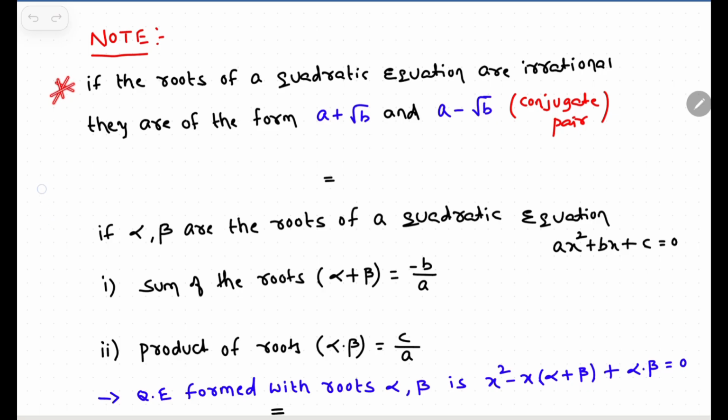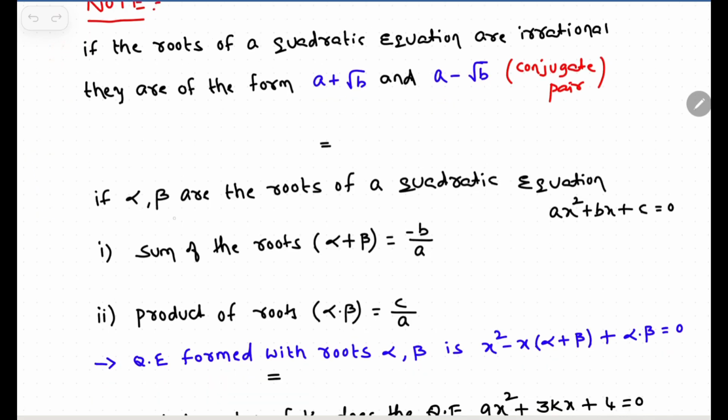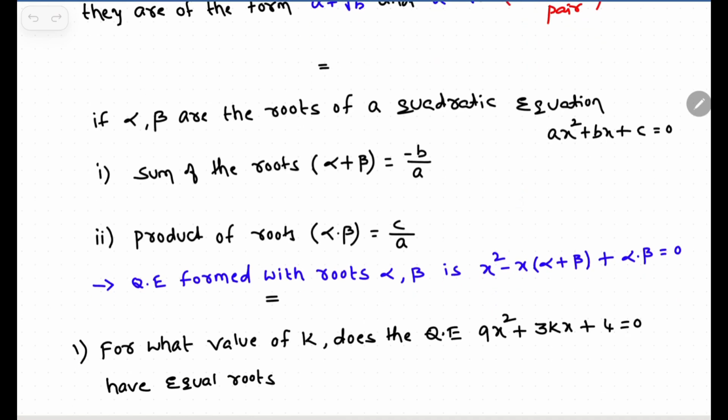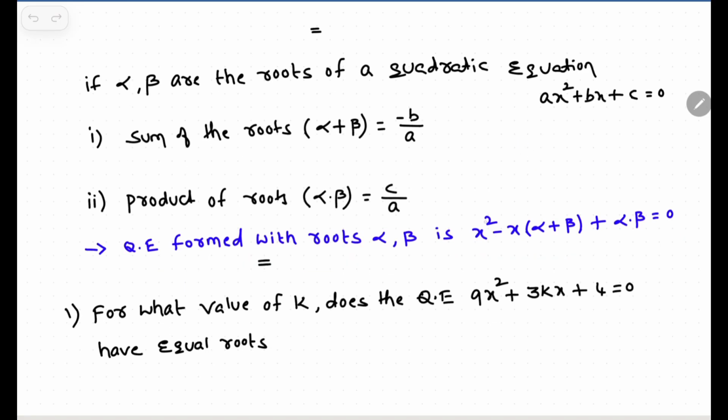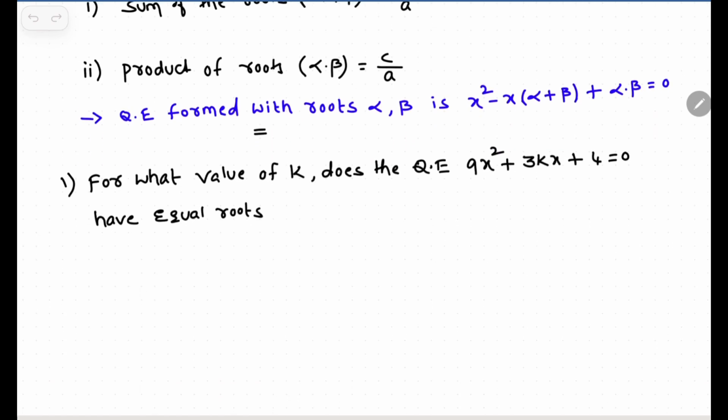Now if alpha and beta are the roots of a quadratic equation, then alpha plus beta will be minus b by a. Similarly, alpha into beta, that is the product of roots, will be c by a. Now one more formula. Whenever we have alpha and beta, the quadratic equation formed with alpha and beta will be x power 2 minus x into the sum of the roots plus the product of roots equals 0. Now we are going to solve the first problem.